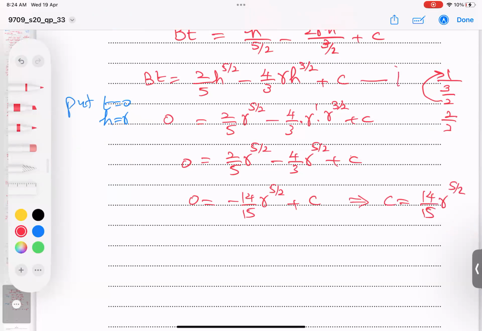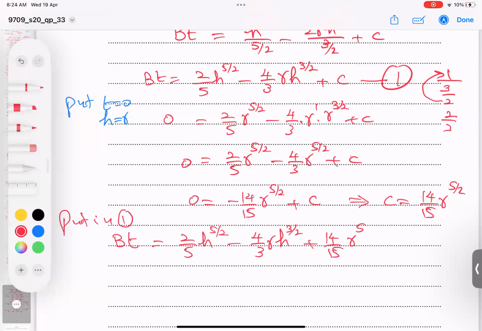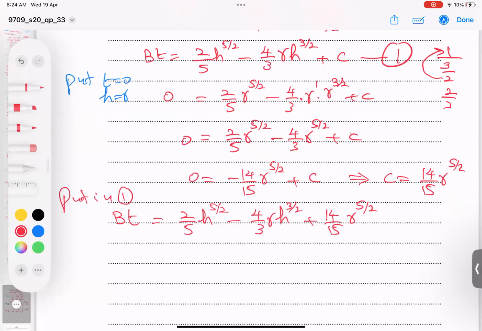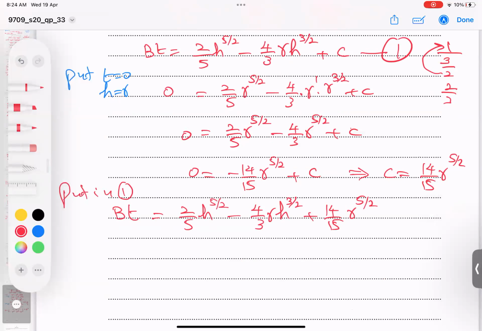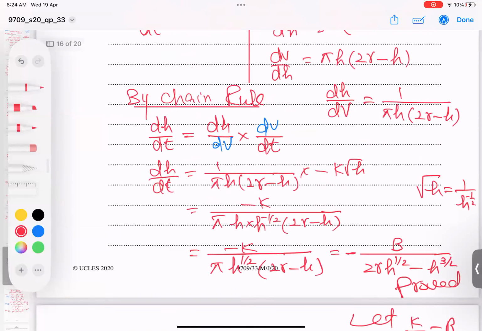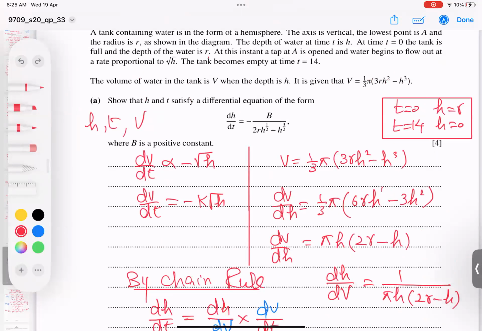So this I will plug in 1. This value will go in 1. So bt equal to 2 over 5 h to power 5 over 2 minus 4 over 3 r h to power 3 over 2 and plus 14 by 15 r to power 5 over 2. I hope so, up till here, okay? Now, what is my target? Actually, I used only one link, which is this link. I did not use the lower link. I will use this as well.